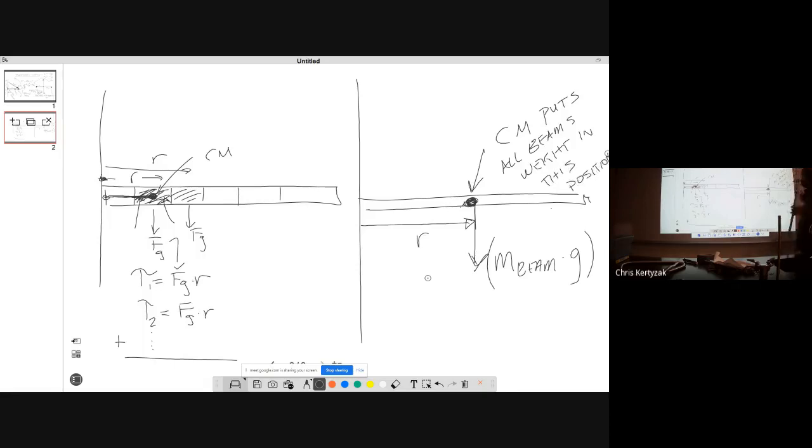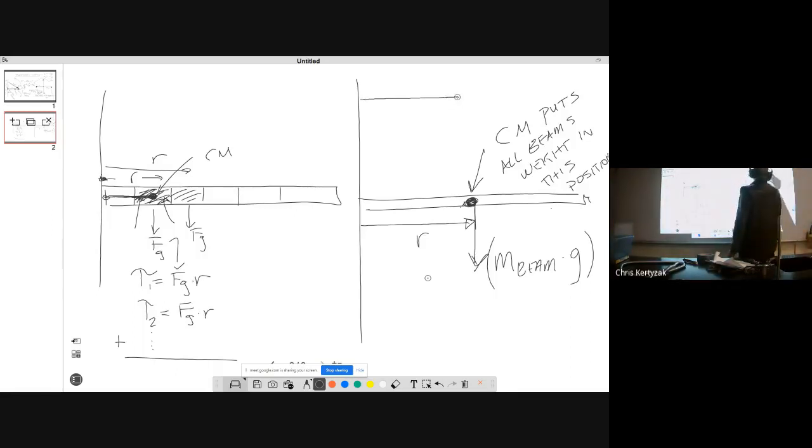So we're assuming that all of the weight of the beam has been collapsed into one single point called the center of mass. And that means technically what we're doing is turning this into a problem where we now have a very thin rod that has no weight. This is like a rod with no weight with a ball on the end. And the ball on the end now has the full weight of the beam. That makes sense. That's what we're doing.